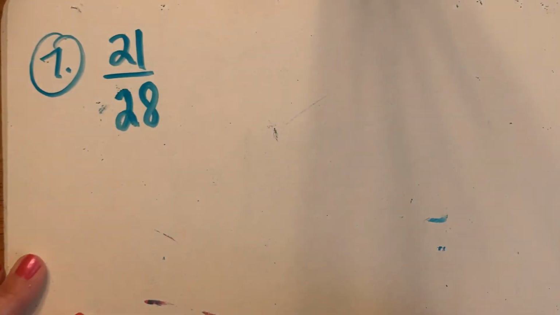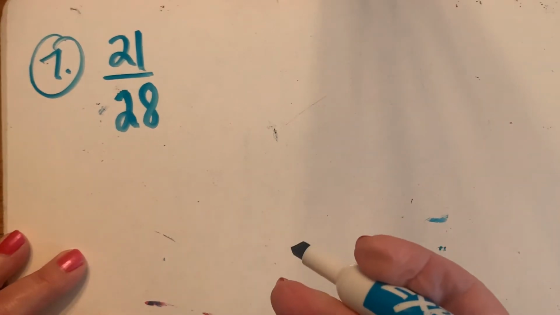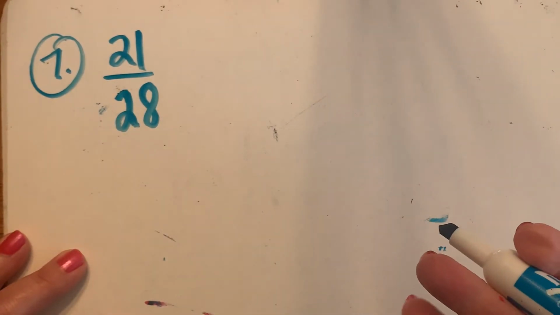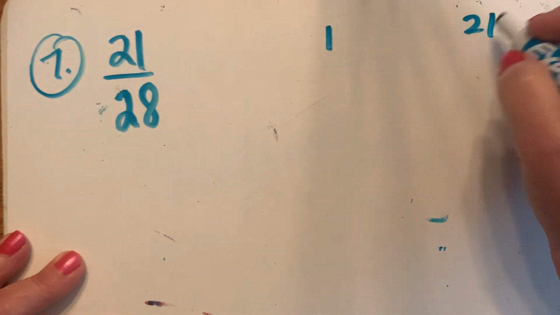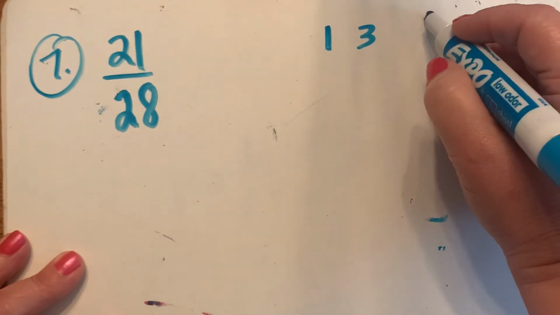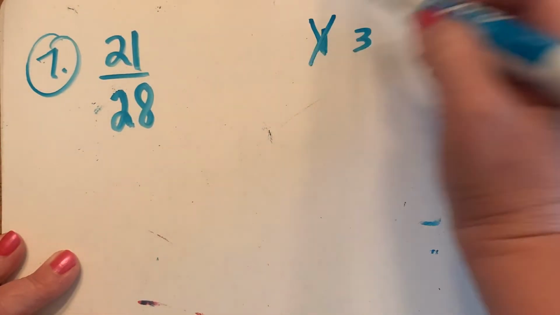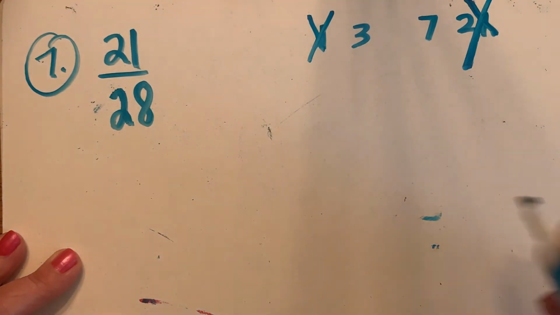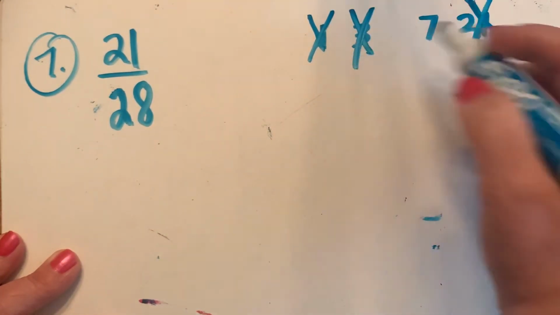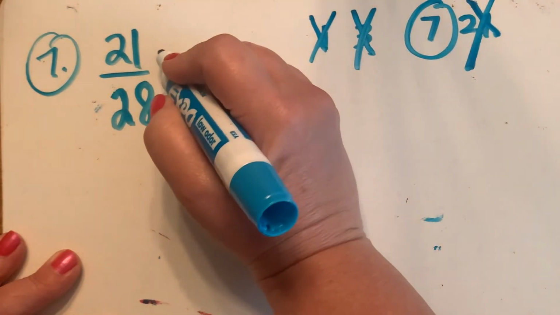21 over 28. Now, we know that 21 won't go into 28. We just did 21. They're factors. Do you remember the factors of 21? 1 times 21, 3 times 7, and I think that's it, right? So what number? We know 1 won't go into 28. We know 21 won't go into 28. 3 is not going to go into 28. So 7. Will 7 go into 28? Yes. That's our greatest common factor.